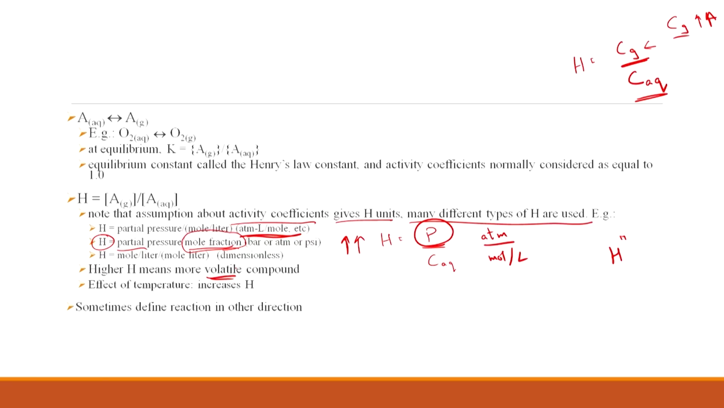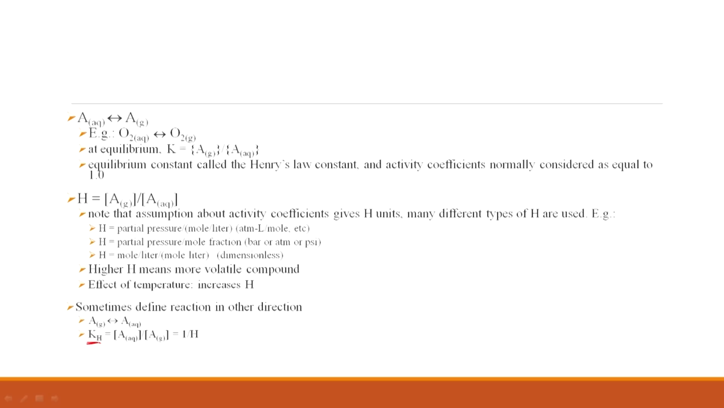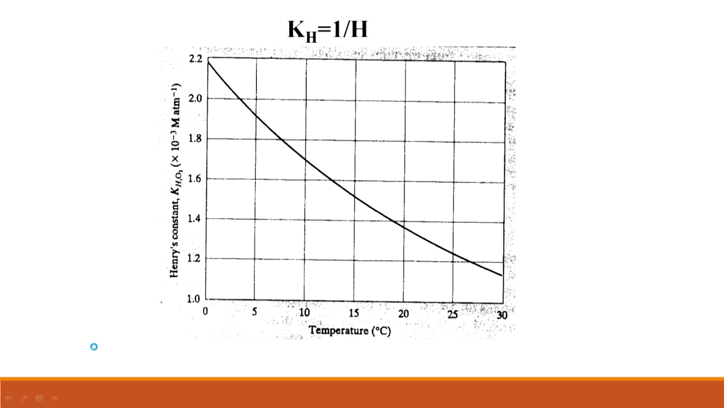The effect of temperature is typically to increase H. You can understand that from thermodynamics, but we are not going to dig into that. Sometimes, instead of H, people use KH and write the reaction in the reverse direction. Instead of aqueous going to gaseous, you have gaseous going to aqueous, and then the variable you use is KH, not H. Even if you cannot remember which proportion of aqueous and gaseous phase concentrations H or KH refers to, you can always look at the units, and that will help you understand.